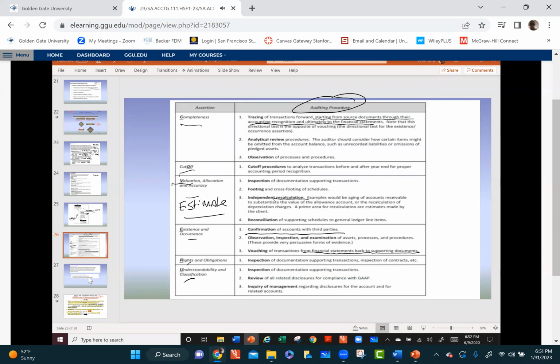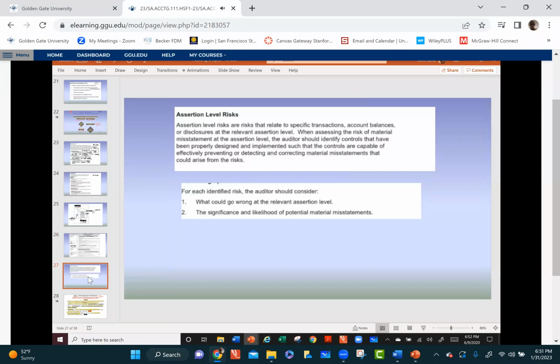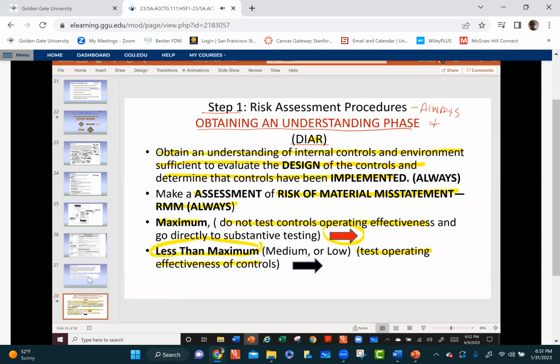So when you look at the set of financial statements, you look at them from a standpoint of assertions, and then you look at them from the standpoint of what audit procedures are going to help me to identify whether or not there's a misstatement in that assertion. Okay, so you consider those assertion level risks. Okay, what could go wrong at the assertion level? And that's going to help you determine what the potential misstatement is.